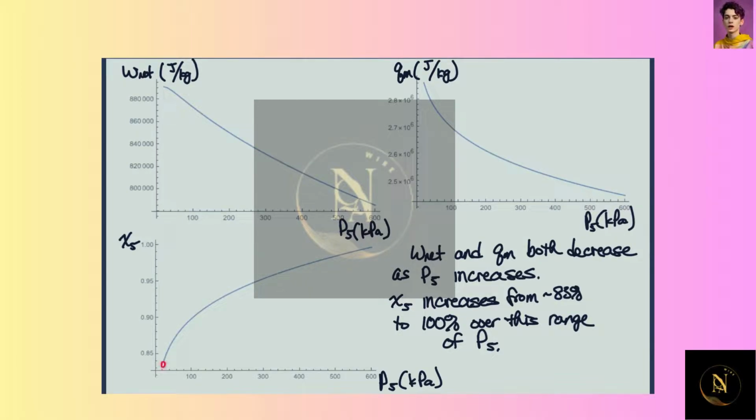And then it continues to go up and up until around 600 kilopascals we hit the boundary. Then it would obviously be 1, but we'd be in the superheated region. So this variable doesn't really make sense once you go past 600 kilopascals because it's all going to be vapor. So that's just some analysis of how the bleed pressure matters.